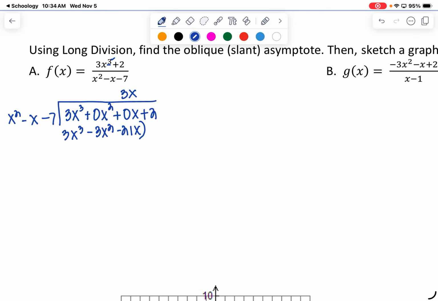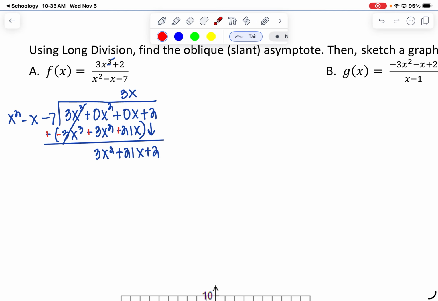And then we are going to subtract this off of that. I like to change it to add the opposite. If you just want to remember to subtract each, that's fine. But I'm going to add the opposite because it makes me feel better. These will always cancel. 0x squared and 3x squared is 3x squared. 0x and 21x is 21x. And then drop your positive 2.